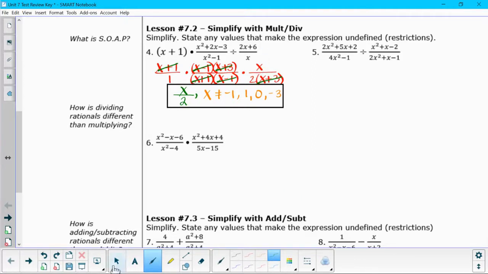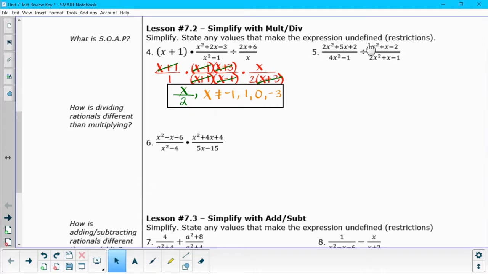Now another thing that you have to be careful of is making sure that you state your undefined values, and you want to do that before you start canceling. And remember, it's always the denominators. So I don't have an undefined value from the 1, but I do get x not equal to -1 and +1. And remember, anytime you are dividing, you are going to consider this to be the entire denominator. So we do the numerator x, which gives us 0, and the denominator -3.